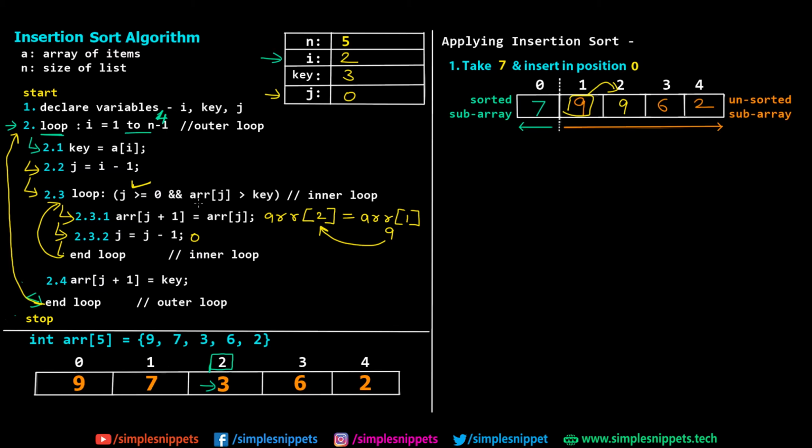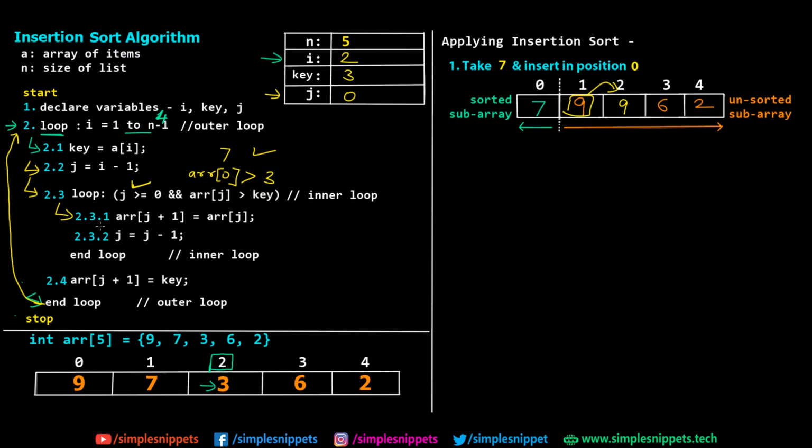Let's check the other condition. ARR of j, that is ARR of 0, should be greater than the key. What is the key value? 3. What is ARR of 0 from the updated list? 7. Is 7 greater than 3? Yes. So even this condition is true. So we again go inside this loop. So the inner loop this time is executed 2 times.